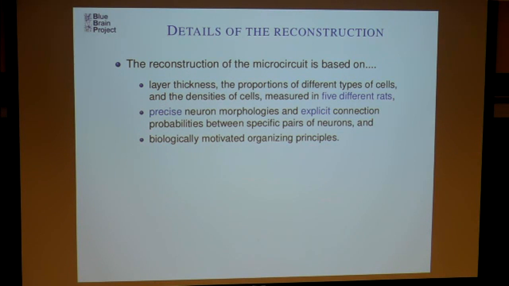And then when they make this reconstruction, they want to take into account the precise shapes of the neurons. I'll show you in a moment that the shapes of neurons can vary quite a lot. They had 55 different shape types, or morphological types, of neurons that they built into this. And they wanted not just particular types, but actual very precise shapes of the neurons.